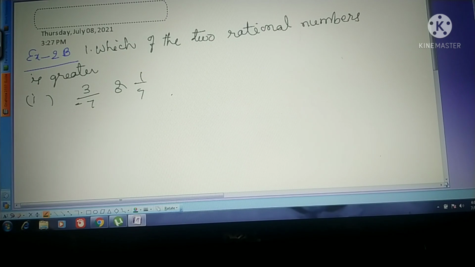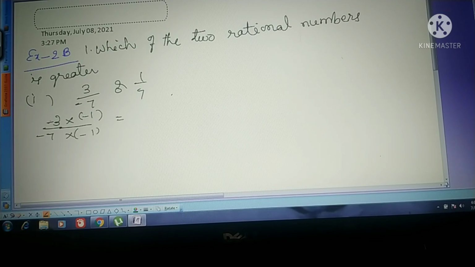So first, what is the step here? Here we are not comparing with 0. Here we are comparing two rational numbers. So the first step is to convert denominators into positive denominators. Already we have 1 by 7, which is a positive denominator, but 3 by minus 7 is not a positive denominator. So convert that one and multiply with minus 1. So it will be converted into plus.